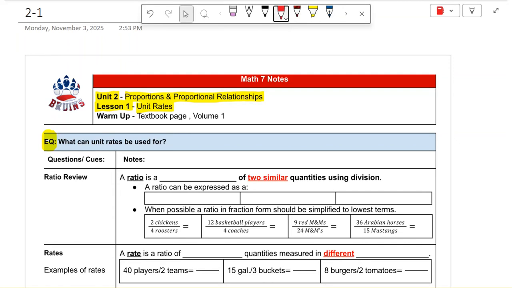Welcome to Unit 2, our next unit. We have proportions and proportional relationships. Our first lesson is unit rates, and our essential question is, what can unit rates be used for?